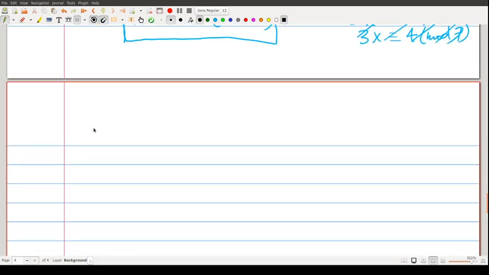So let's say you're trying to solve. So here's an example. Maybe you can try it out on your own first. So 5x congruent to 3 mod 11.